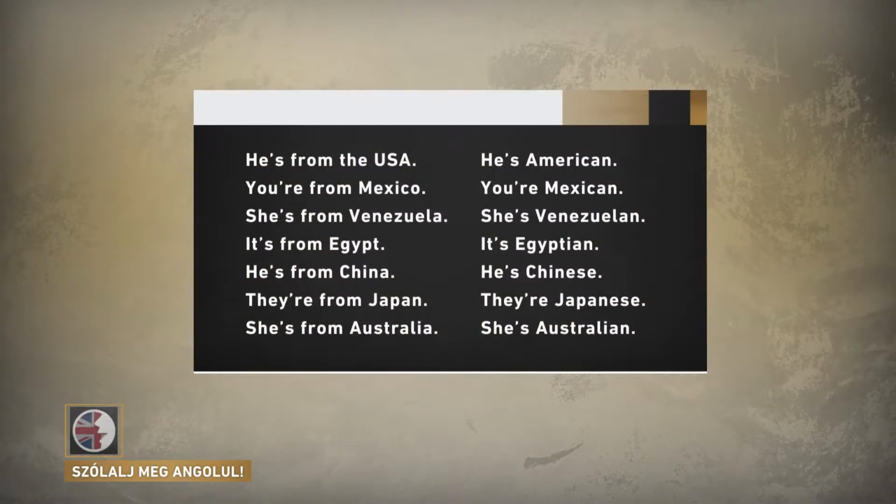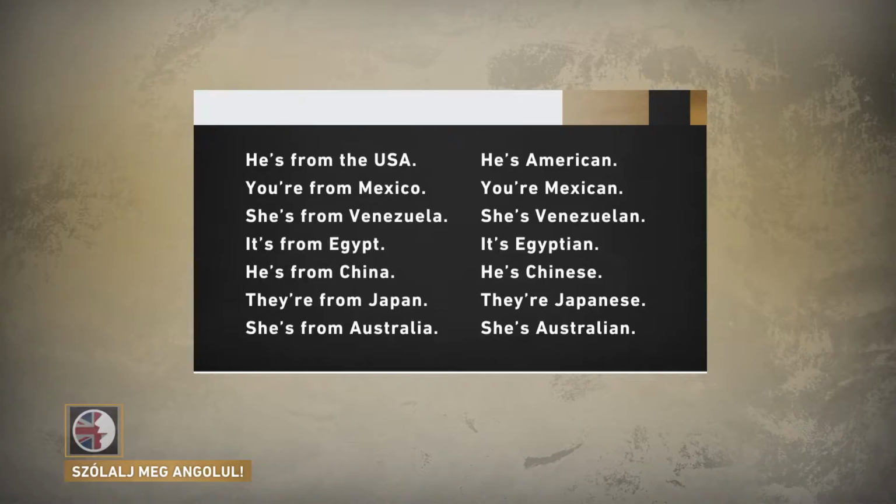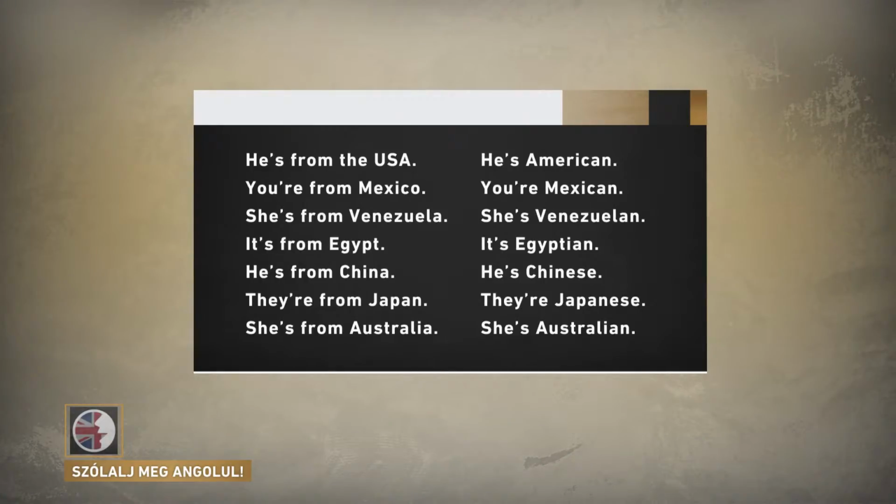He's from the USA. He's American. You're from Mexico. You're Mexican. She's from Venezuela. She's Venezuelan. It's from Egypt. It's Egyptian. He's from China. He's Chinese. They're from Japan. They're Japanese. She's from Australia. She's Australian.